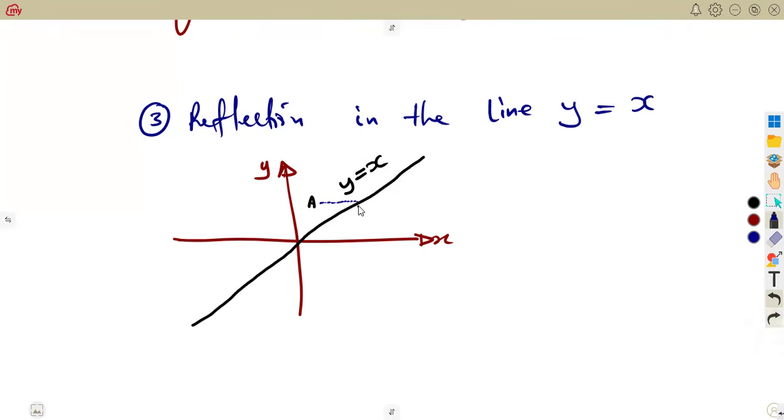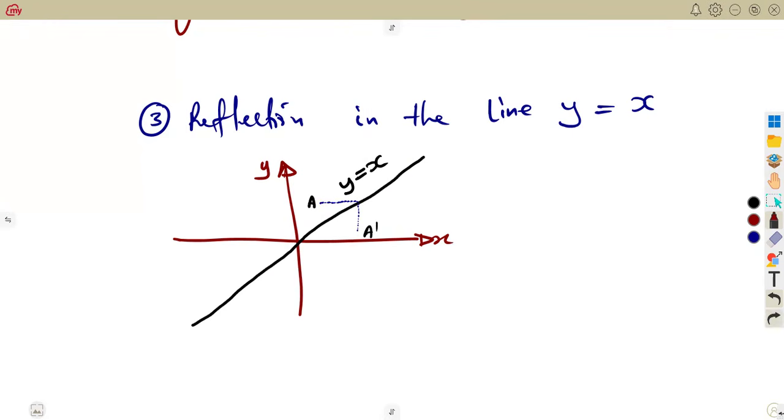Then it forms a 90 degrees going the other way to its image, which is called A1. It is no longer moving straight like what we saw when we were dealing with the x-axis and the y-axis. This time it forms a right angle, then goes the other way. As it does this, you are going to notice that it is just an interchange of values. The values that were representing x on this side will be representing y on the other side.